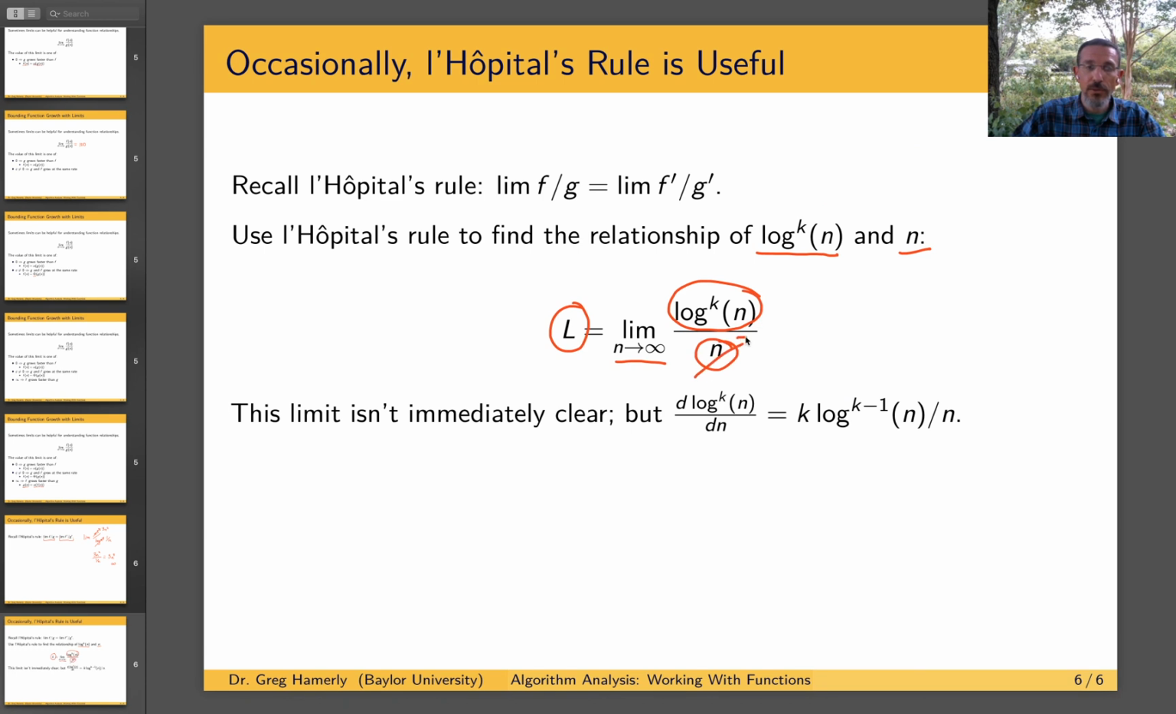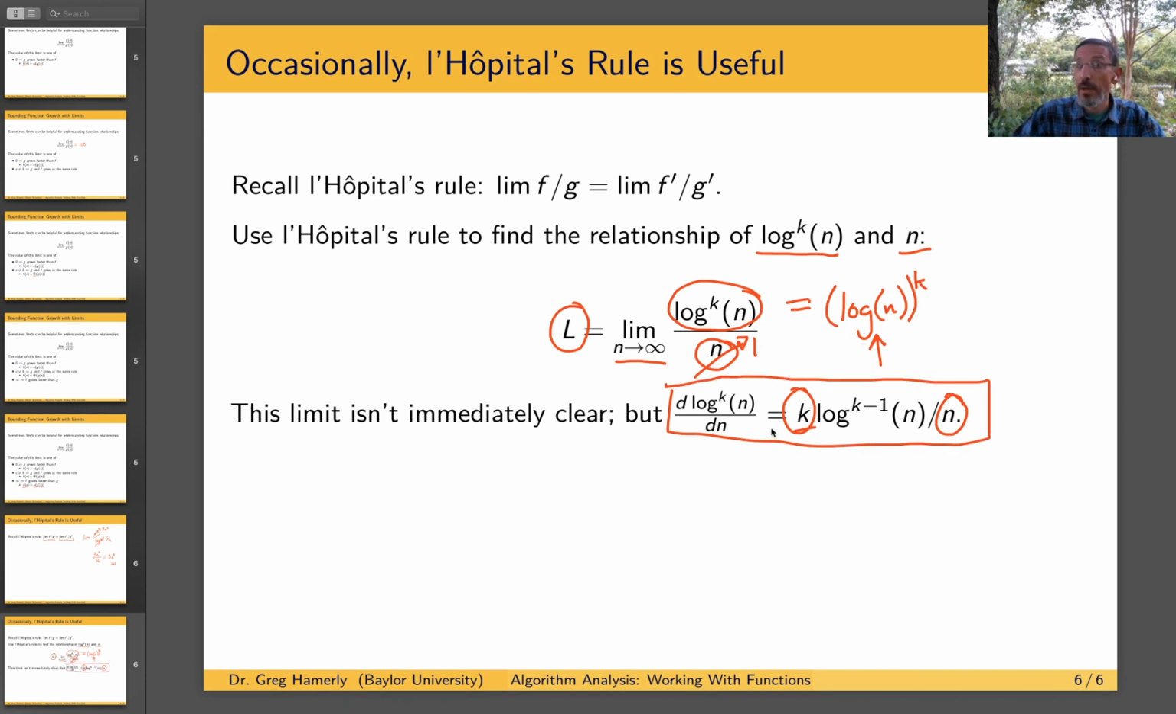The derivative of this is just 1, and the derivative of this is written down here. This is k, because remember, log^k of n is log of n to the power k. So we can take that k down, and we get k times log to the power k minus 1 of n, and then we have to take the derivative of this inner portion, which gives us 1 over n, like we saw before. Okay, so we know that this is the derivative of the numerator, and the derivative of the denominator is very simple to take, so we could apply that.